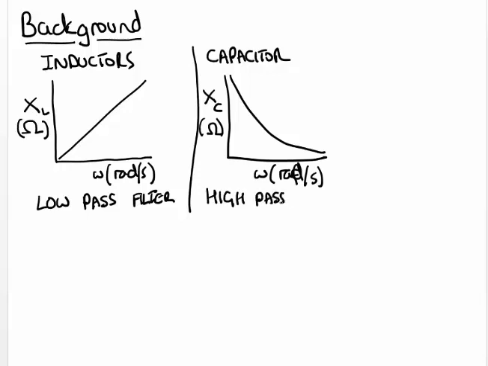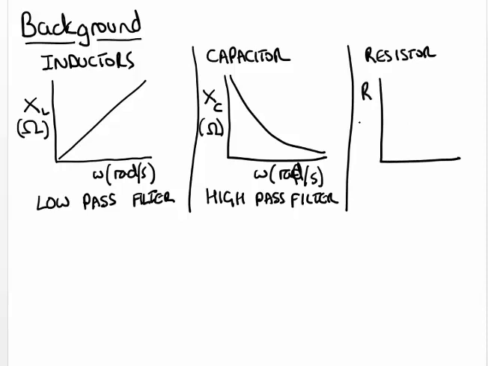And just for completeness, for a resistor, if I plot my resistance, in ohms, versus my radians per second, it's not affected, it's just got a given value. For completeness, XL is equal to omega L, XC equals 1 over omega C, and R is R, not frequency dependent at all.